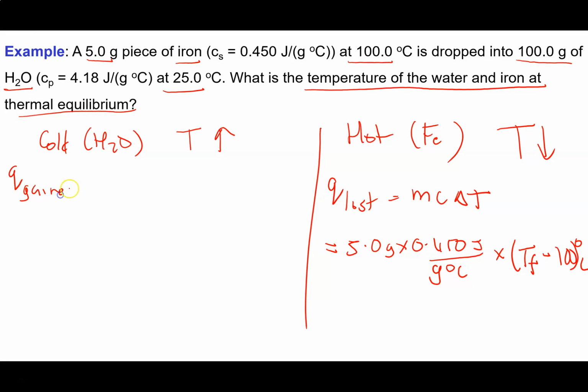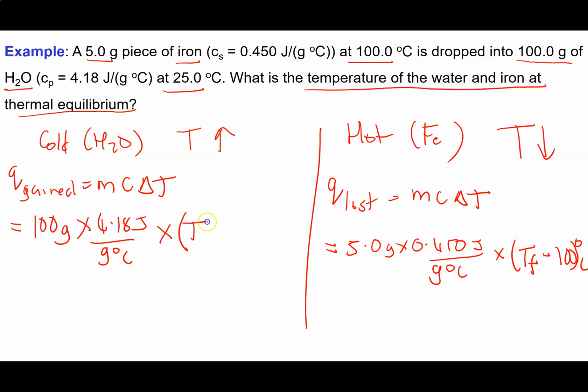And then for the water, Q gained, we've got 100 grams. Again, it's going to be mc delta T. So this is going to be equal to 100 grams of water, and then c was 4.18 joules per gram per degree Celsius. And then my delta T is T final, which we don't know, minus the initial temperature of the water, T initial, which was 25 degrees Celsius.